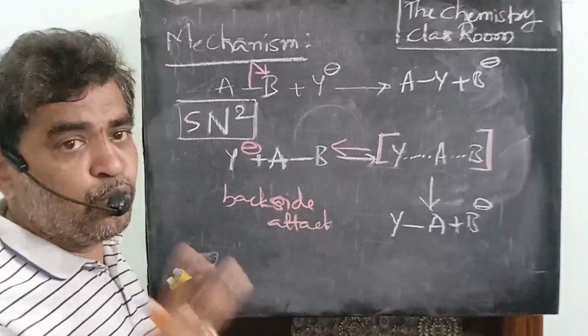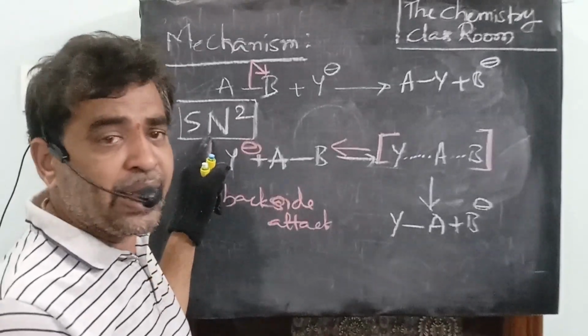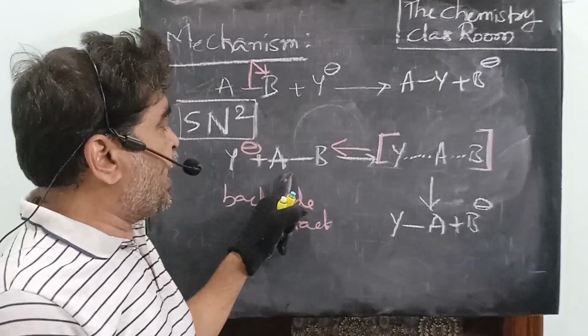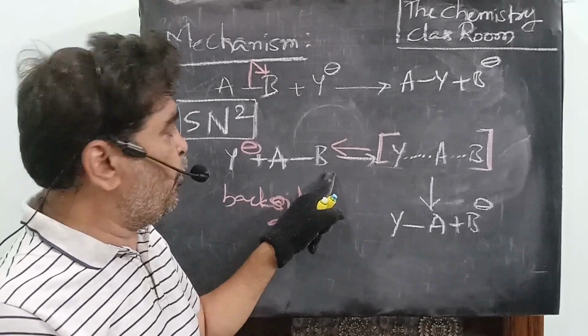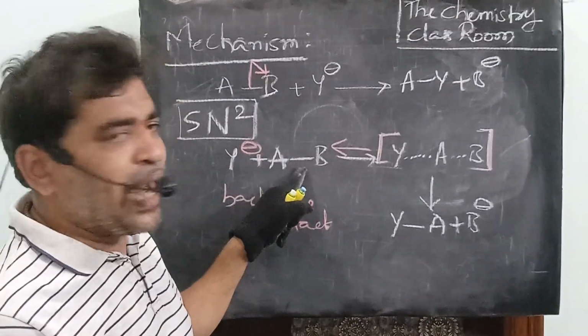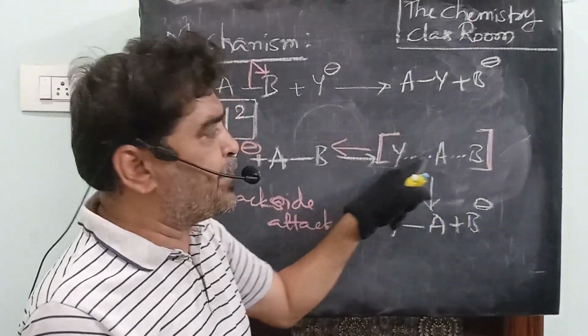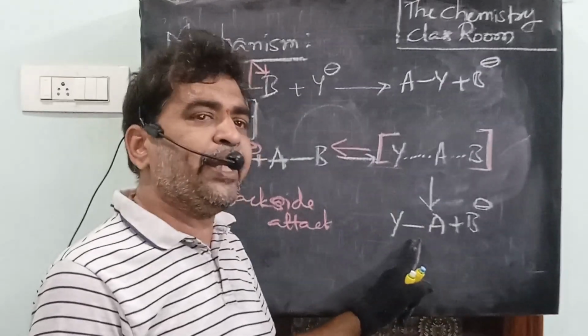So here we are getting two mechanisms. One is SN1 mechanism, the second is SN2 mechanism. So A-B is the compound, and Y minus is the nucleophile. When the nucleophile attacks A-B, the A-B bond is cleaved and Y and A get bonded, so you are getting the products.